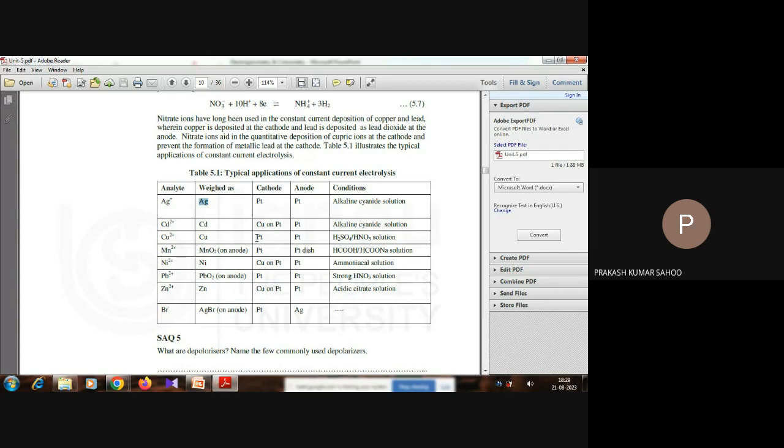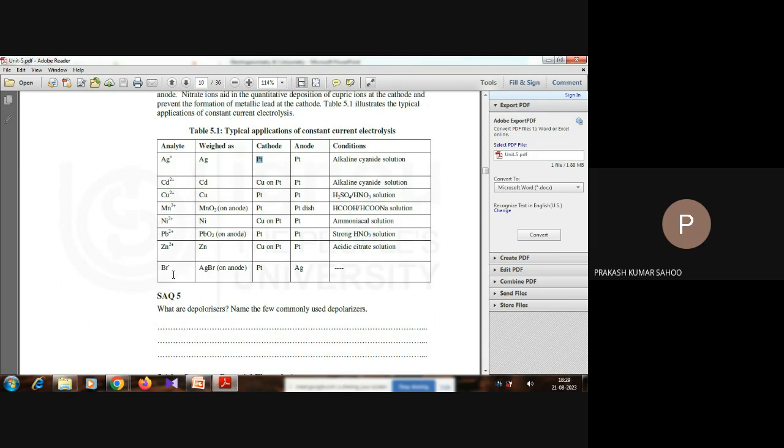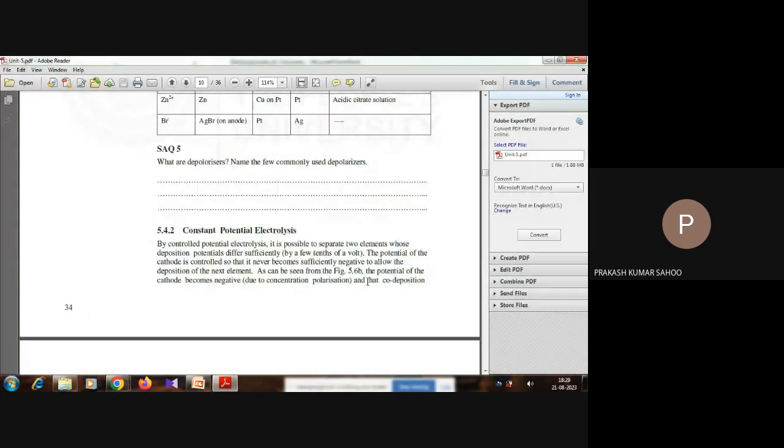Just remember these things. In this electrogravimetric type, the cathode and anode are both the same kind of electrode with different potential. So if there is a different electrode potential, then one acts as the anode and one acts as the cathode. Then for bromide, it will be silver bromide at the anode; platinum and silver may be used. So these are the things.